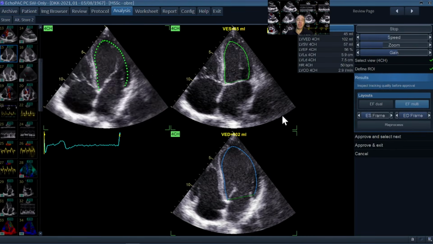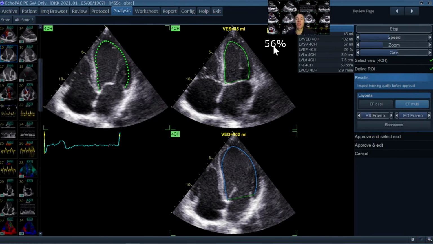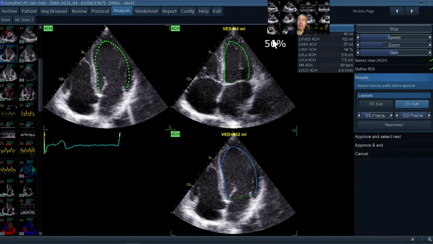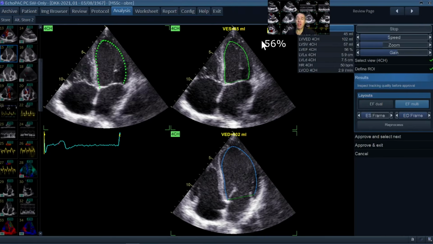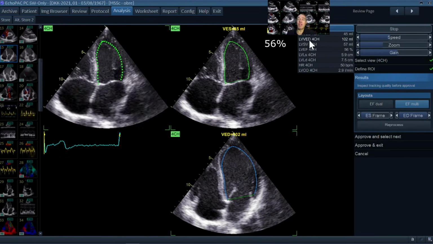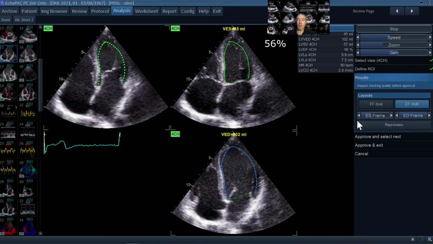The image or the loop is tracked throughout the loop, and we obtain an ejection fraction of 56%, which is in the lower range, but quite typical for athletic persons at rest. They don't have a high ejection fraction. They are very happy with a low normal ejection fraction. And you also see the value for the end diastolic and end systolic volumes, 102 and 45 milliliters.